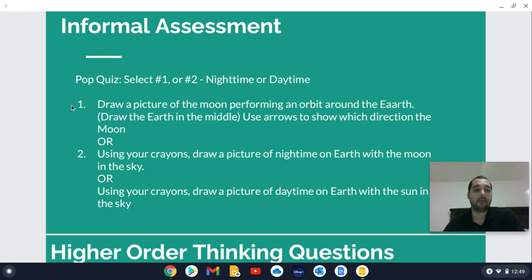Now, students, you're going to do question 1 or question 2, part 1 or part 2. Now, if you do draw a picture of the nighttime on Earth with the moon in the sky, or draw a picture of daytime on Earth with the sun in the sky, how can we possibly draw that?